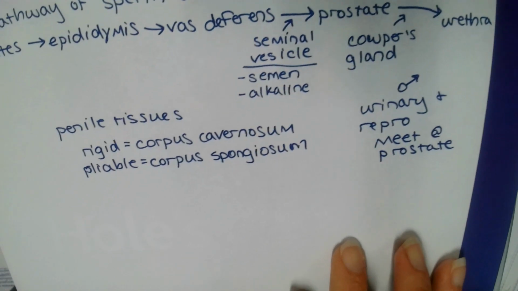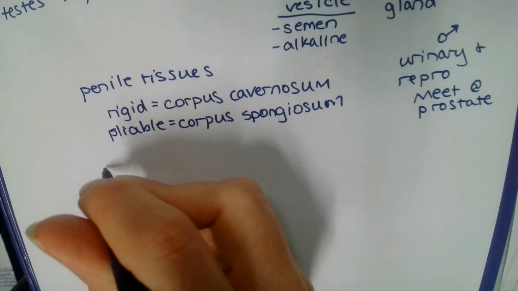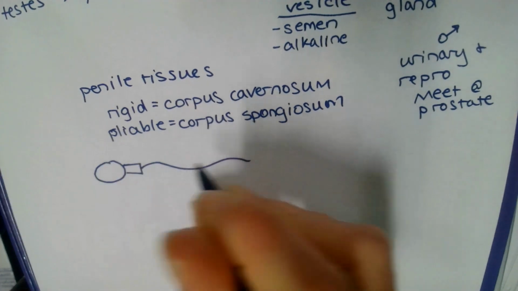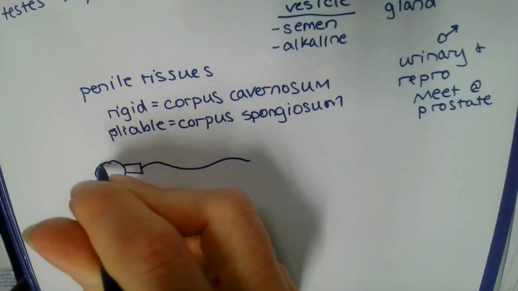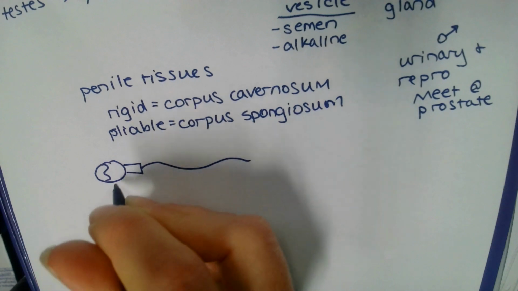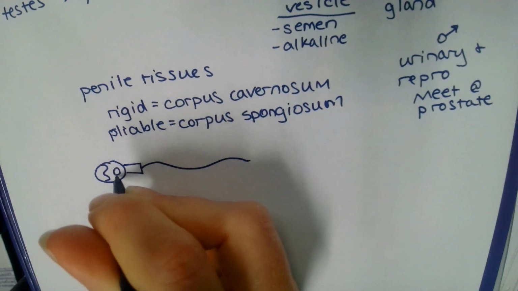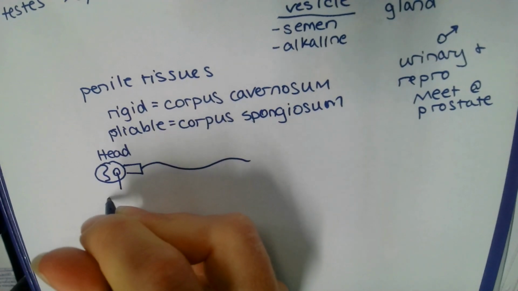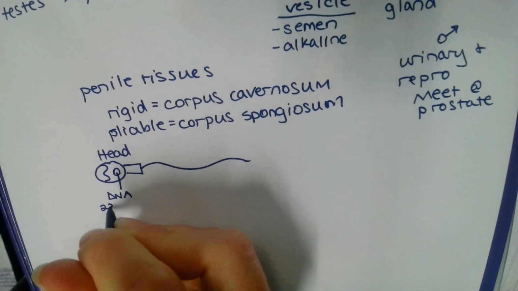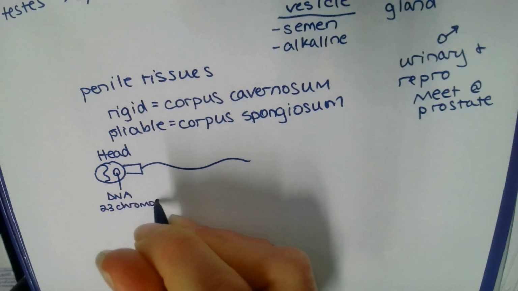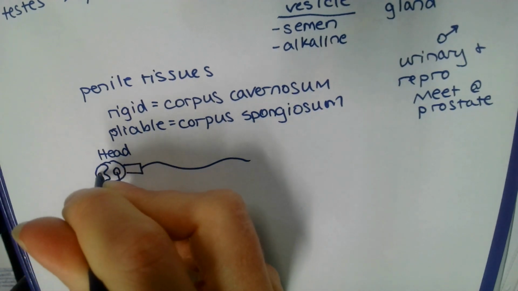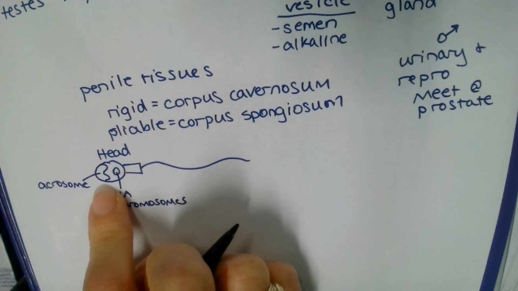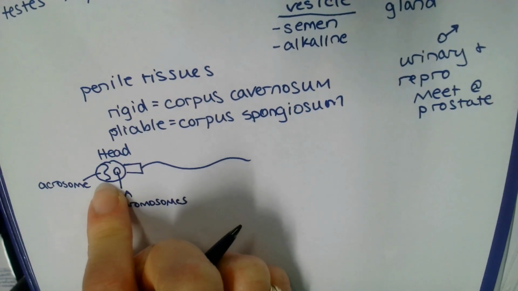You do need to know the basic anatomy of a sperm. So the sperm would be the head, the midpiece, and the tail. And the important thing about the head is that it contains, so this would be the head. It contains the DNA, and you need to know it's only 23 chromosomes because it's haploid. The tip is called the acrosome, which is important because it has the enzymes that penetrate the zona pellucida.